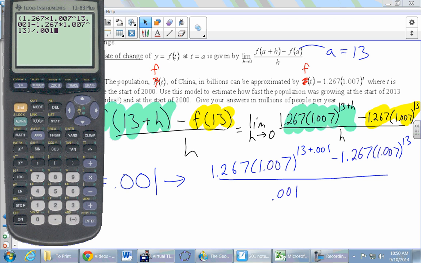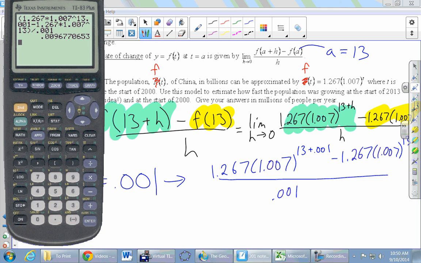Okay, so it takes a little bit of time to type it in. Just have to be careful that you put extra parentheses around the top. And if I've typed it in correctly, then okay, I think that's right. So I'm just going to copy this down over here. This is about equal to 0.009677. That's enough.